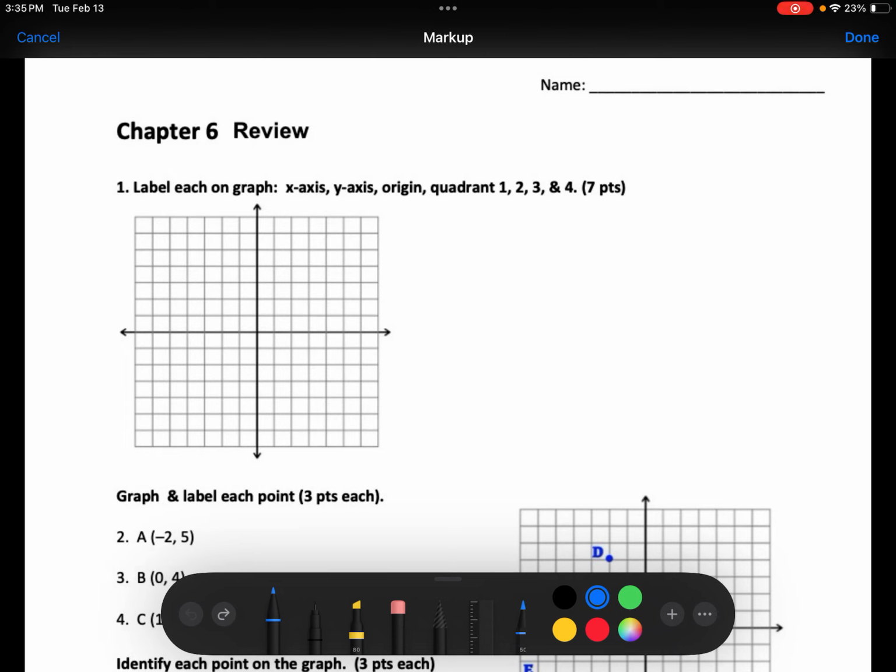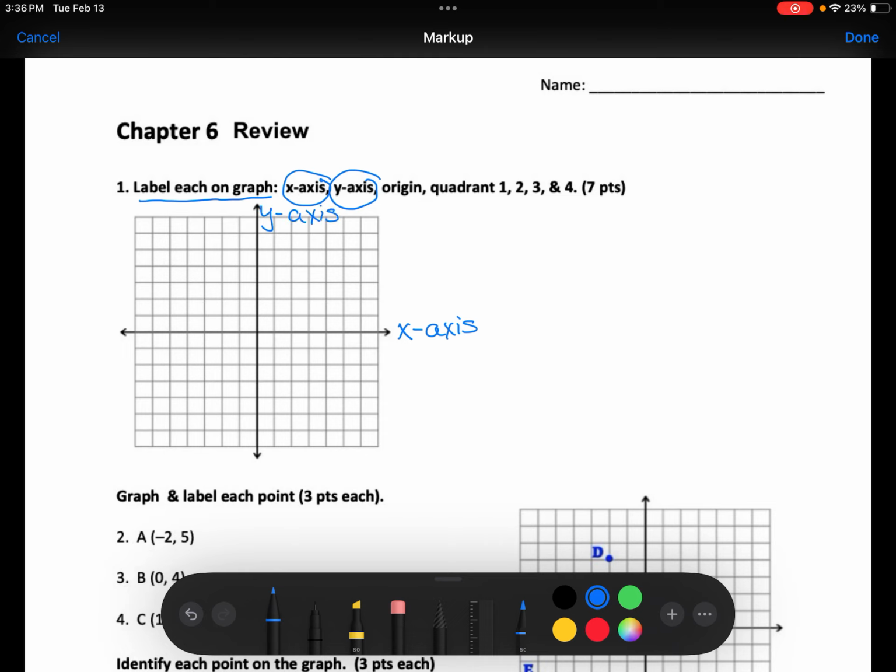Okay, first of all, make sure that you're reading your instructions, okay? So number 1 says label each on the graph. So you want to label your x-axis. Remember, the horizontal is the x-axis. Then I want to label the y-axis, and so that's the vertical line.